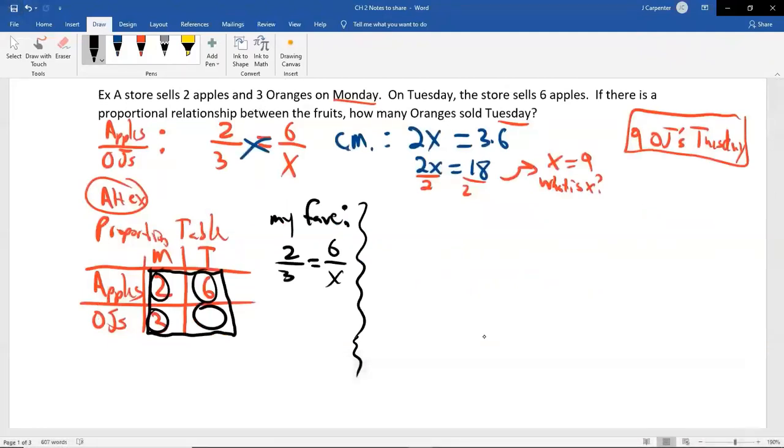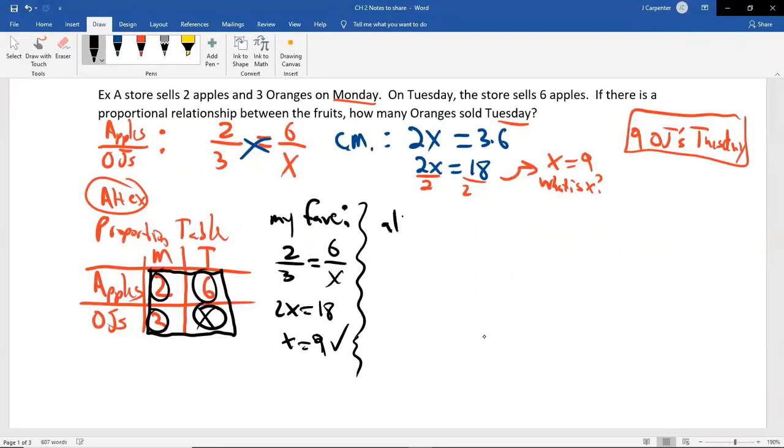This is exactly the same equation we just solved earlier. You cross multiply, you get 2x equals 18. You divide and you get x equals 9. The same answer. X being here. Wherever your blank is, you call it x. Or N or J for oranges, whatever letter you like.